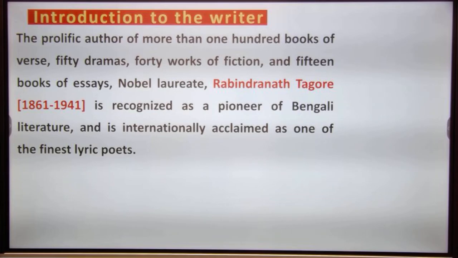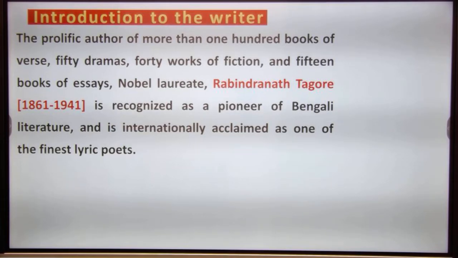First of all, let's discuss the writer, introduction to the writer. The name of Rabindranath Tagore is known to each and every Indian. He is a prolific author of more than 100 books of verse, 50 dramas, 40 works of fiction, 15 books of essays. He is also a Nobel laureate. He was actually the first Indian to receive this great prize.